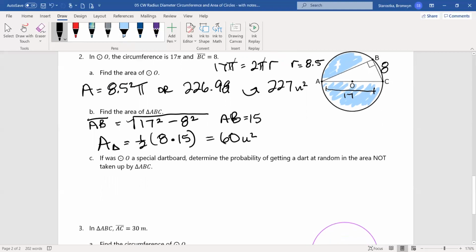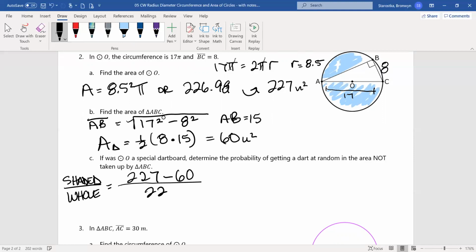Well, we take the circle, 227, we subtract out the triangle, 60, and we know it's parts to whole, shaded to whole. And shaded is, again, the circle minus the triangle. The whole is the whole circle. And rounding to the closest percentage, we're going to get 74%.